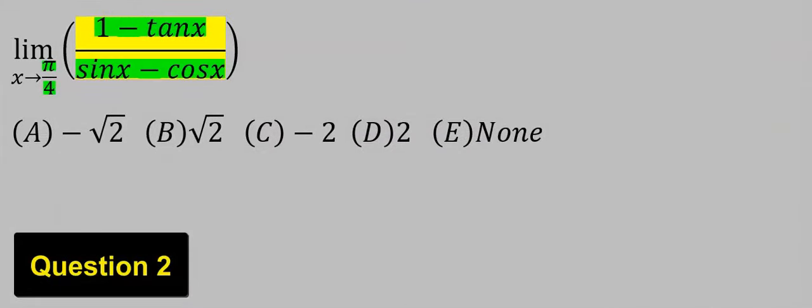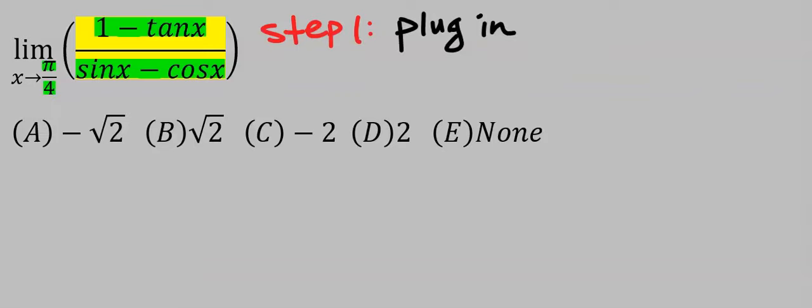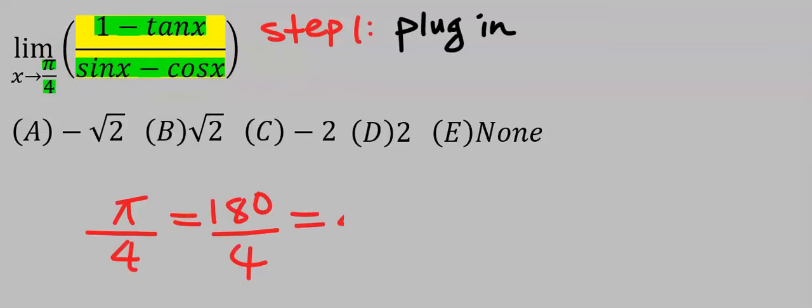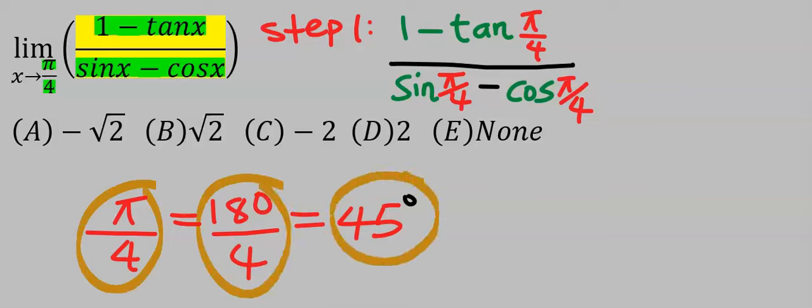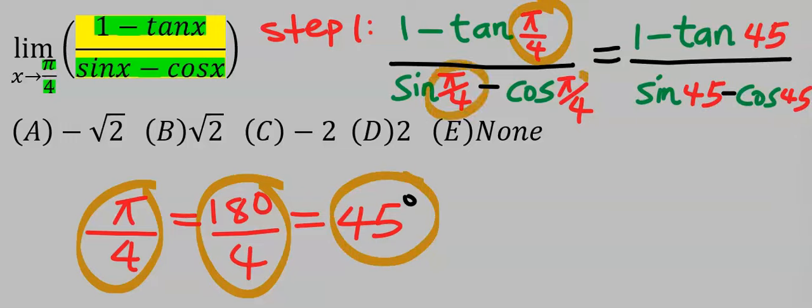Next, consider this question. Step number 1 is to plug in for x. That is, wherever I see x, I'm now going to put pi over 4. Pi over 4 is the same thing as 180 over 4, which is the same as 45 degrees. Hence, instead of pi over 4, we can now have 45 degrees.